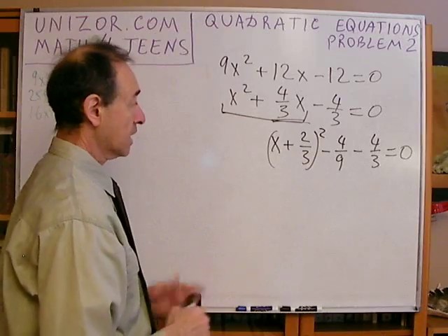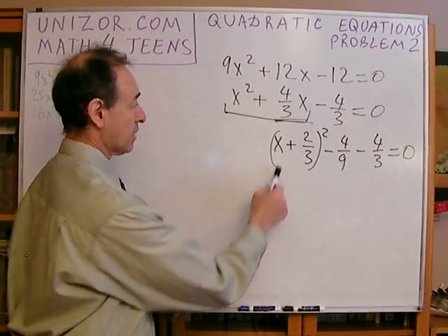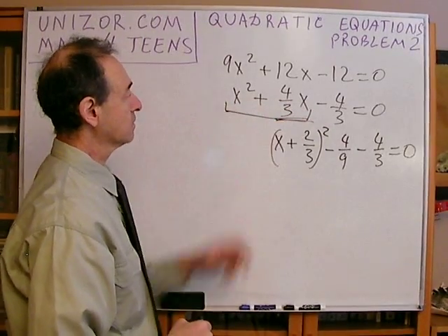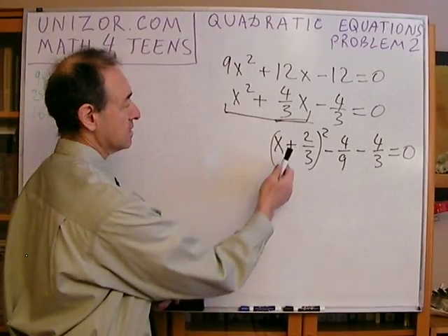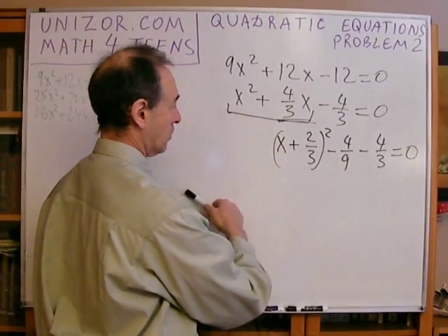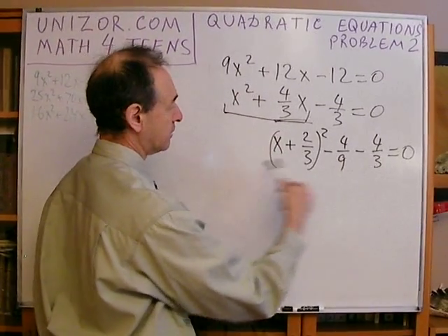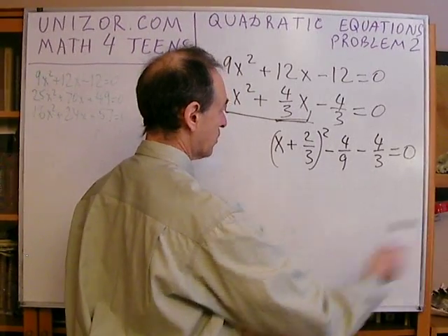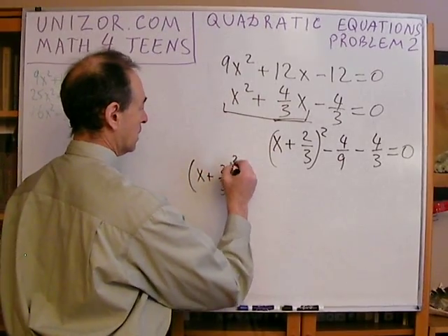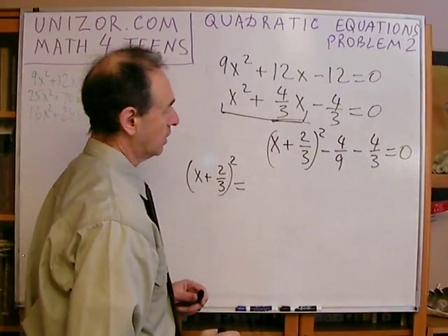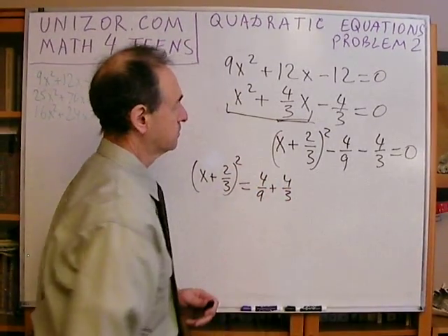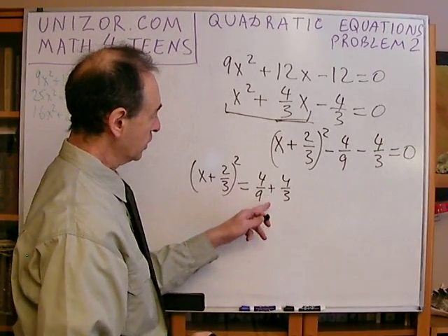Okay, now is it easier? Of course it is easier, because I have only one unknown x. Here I have it in two places, and I don't know what to do with this. In this case, it's very easy. Just invariantly transform x with whatever expression to the left and everything else, the free member, to the right, and you will have x plus 2 over 3 squared is equal to 4/9 plus 4/3. Okay, now what is this?